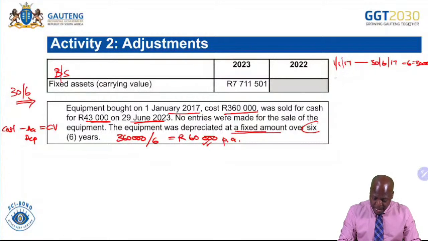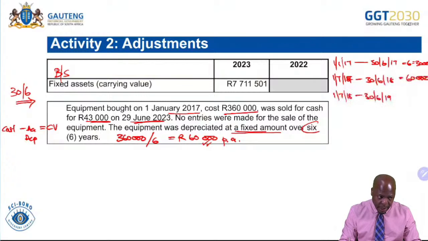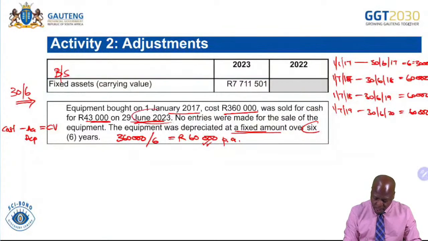Can I go on? The following year, which began on the 1st of July 2017, until the 30th of June 2018. This is a full year now. So it's no longer losing 30,000, it's losing the entire 60,000. So you come here, it's going to be 60,000. Then the year that followed, which began on the 1st of July 2018 until 30 June 2019, it was 12 months, so it lost 60,000 again. Then the following year, which began on the 1st of July 2019 until 30 June 2020, it lost again 60,000. Remember when we sold it on the 29th of June 2023. That's where we are going.